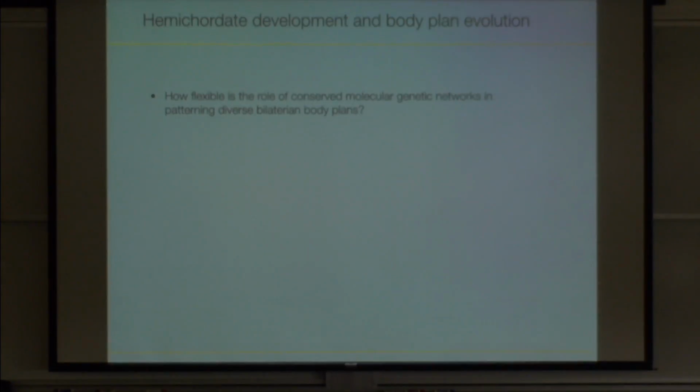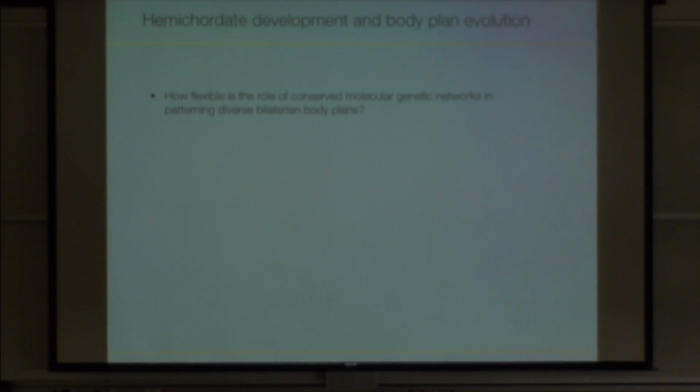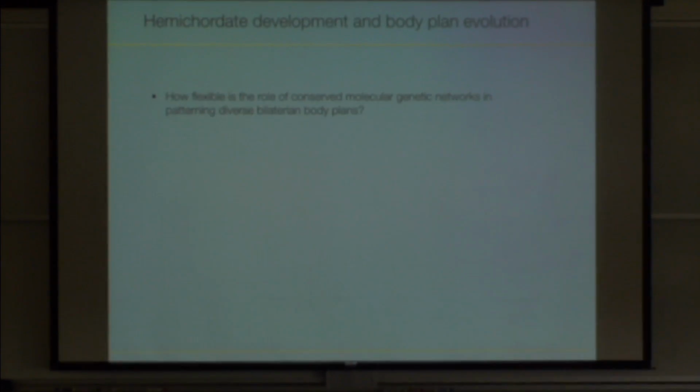So, one of the major questions is how flexible is the role of these conserved molecular networks in patterning diverse body plans? So, we know that these genes are present in this animal. The question is, what are they doing in an animal that has such a contrasting nervous system organization?